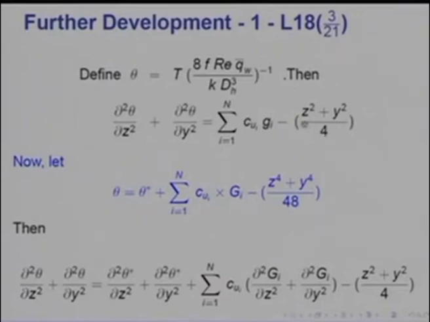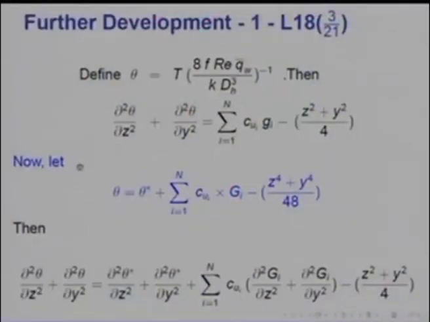Here onwards, the treatment would get somewhat complicated. So, please be attentive in following the steps. I am now going to say let theta, the temperature, be equal to some theta star plus sigma i equal to 1 to n c_i, the velocity coefficients, multiplied by another function called G_i, minus z to the 4 plus y to the 4 divided by 48. This is a postulate.